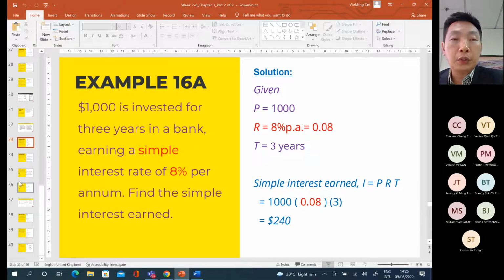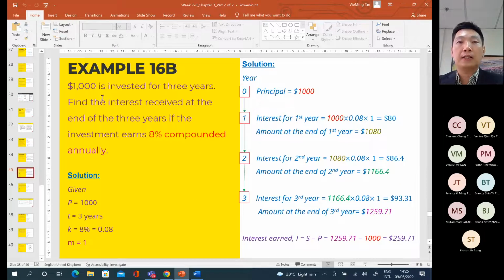Now I'd like to show you what happens for the compound interest question, like this case. Let us analyze the question together. This case is different now. The question is 1,000 is invested for 3 years. So the P is still equal to 1,000, and the duration of the investment is still the same, 3 years, same as example 16a.